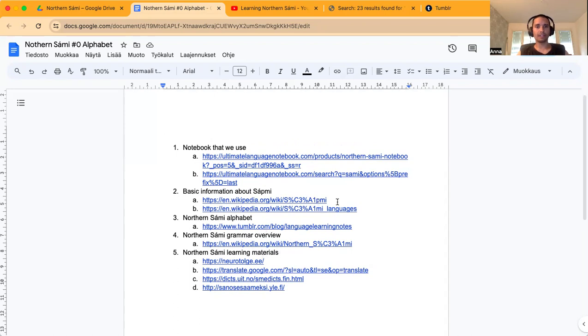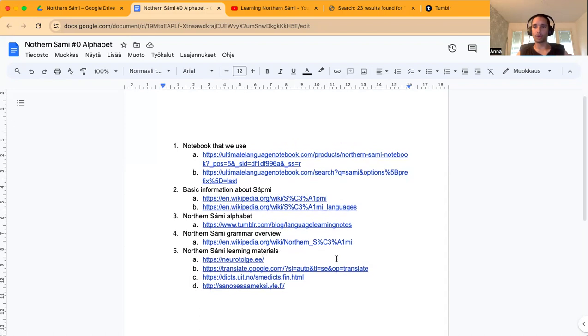And I got the idea for the structure from my own Finnish walkthrough course, where I go through all the different chapters of my books, giving the full explanations about the vocabulary, grammar, and also the culture. But in this case, I'm not a Sámi person, so I cannot comment that much about that aspect. But at least I'm going to share everything I know.